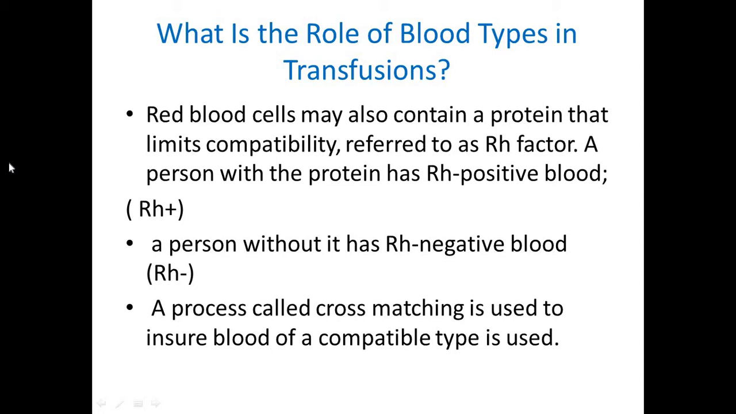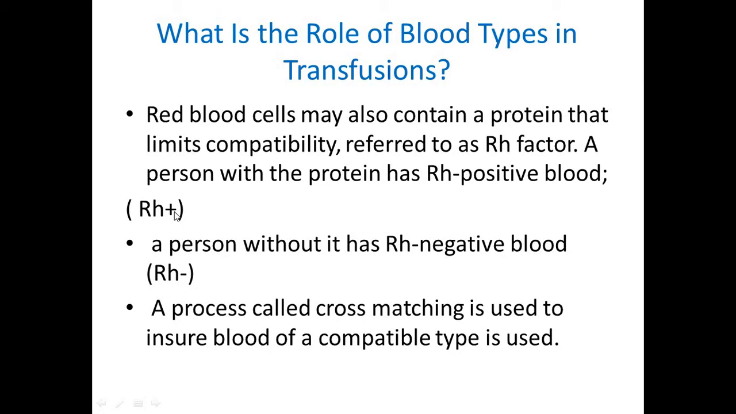Finally, we studied that red blood cells also contain a protein that limits compatibility of receiving blood from another one. This marker we call rhesus or Rh factor. Most people contain this factor, so we call this person Rh positive blood. A few people without this factor we call Rh negative blood, or Rh minus. Here, Rh positive.